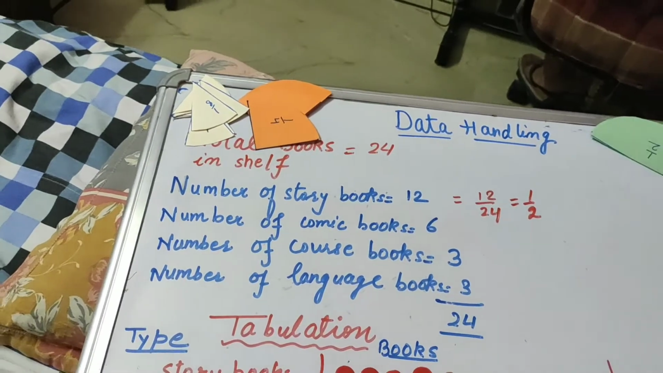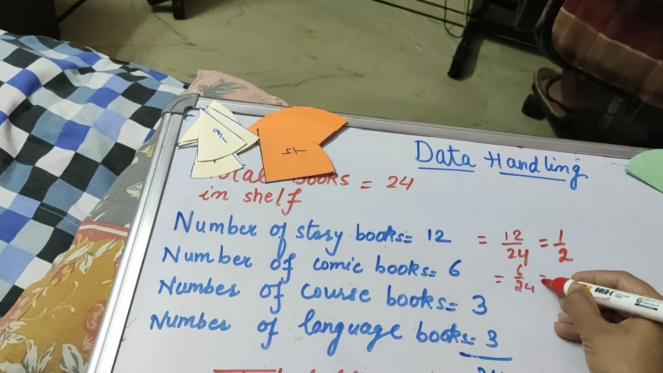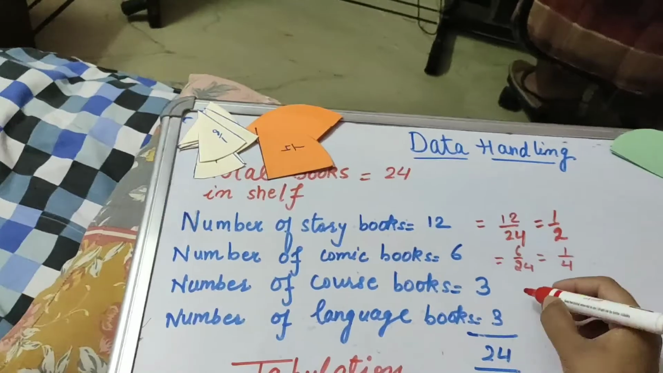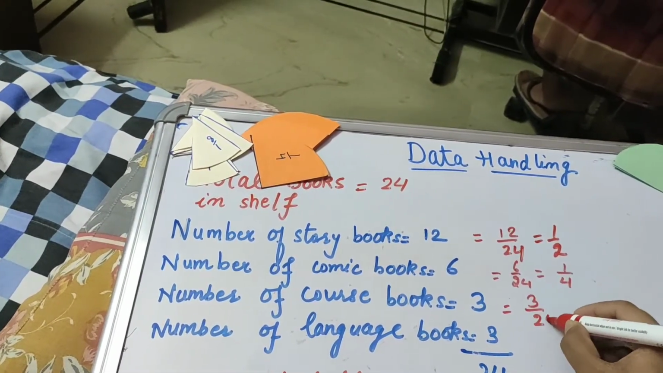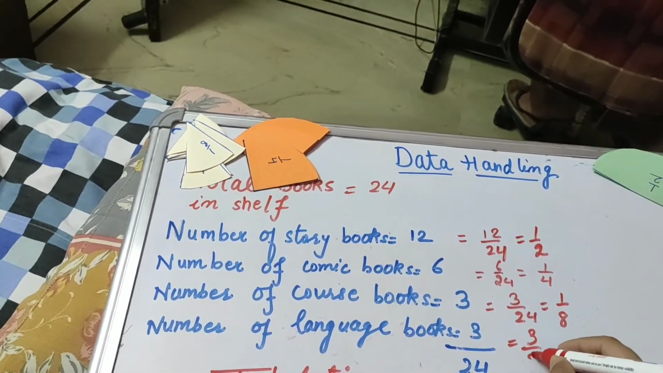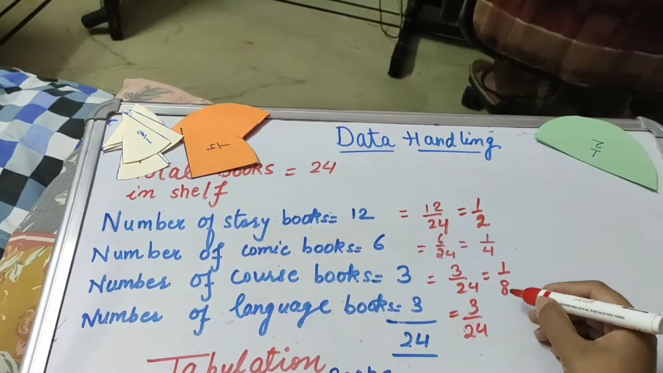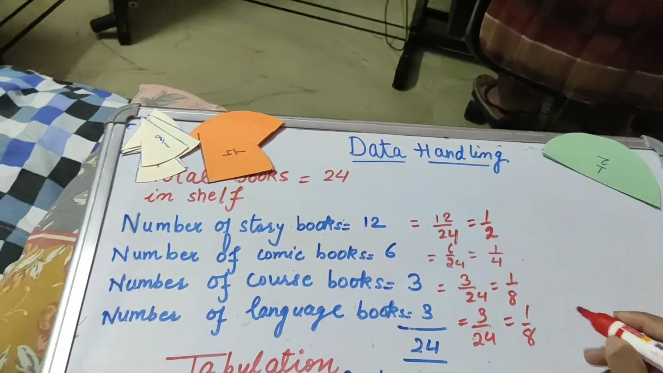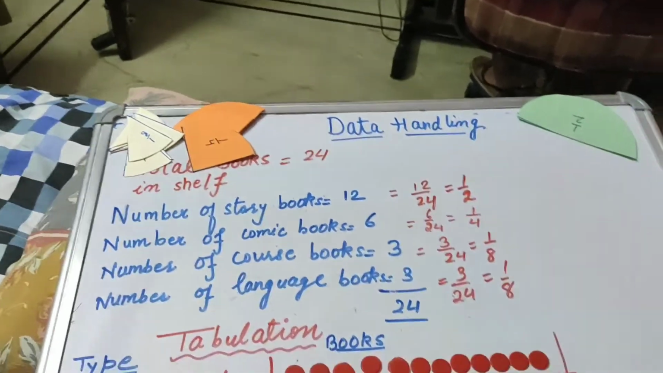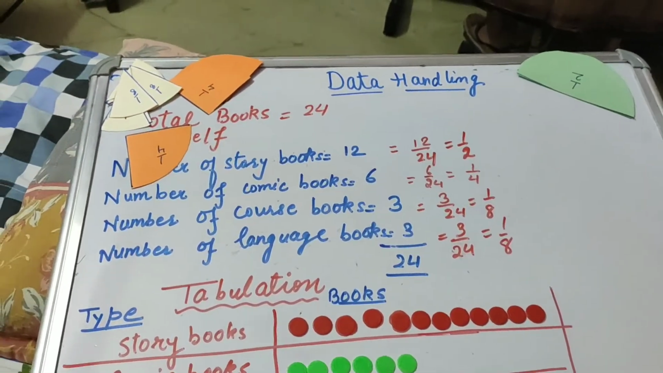Fine. Similarly for comic books, it will be 6 by 24. The lowest term of 6 by 24 is 1 by 4. For course books, it will be 3 by 24 and the lowest term of that is 1 by 8. Similarly for language books also, if it is 3 by 24, the lowest term will be 1 by 8. Okay, now what I'll do is I'll show you the fraction cards. Using fraction kit we can create a pie chart here, which is another tool of data handling.